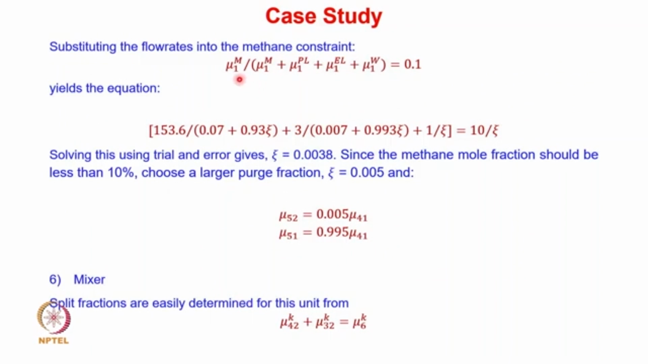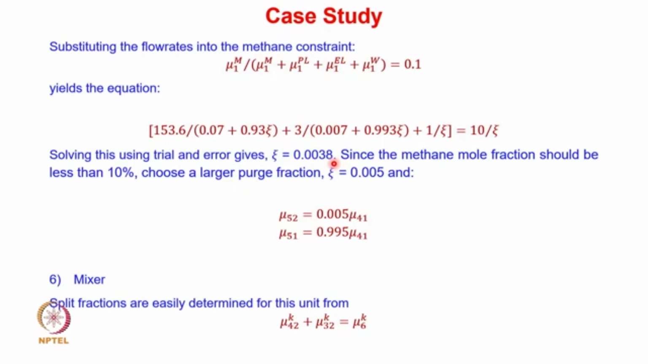And the condition given in the problem is what? The condition given in the problem is the fraction of the methane fed to the reactor should not be more than 10%, isn't it? So mu1 m divided by all these inlet components, which is nothing but methane, propylene, ethylene and water, should be less than 0.1. And by using this equation, we can calculate by trial and error what should be the value of zeta. So zeta value comes out to be 0.0038. Once we get the zeta value, then we can find out mu 52 and mu 51.